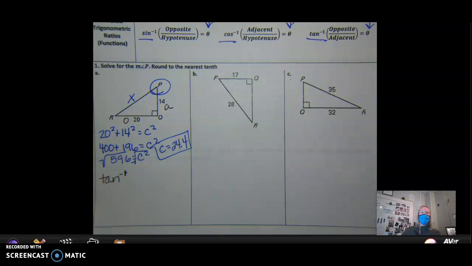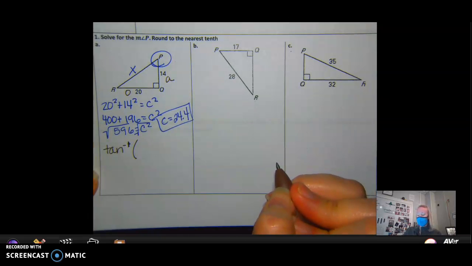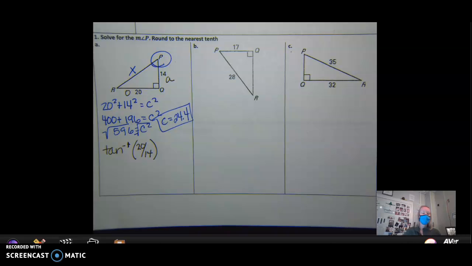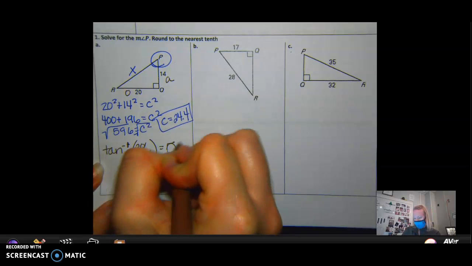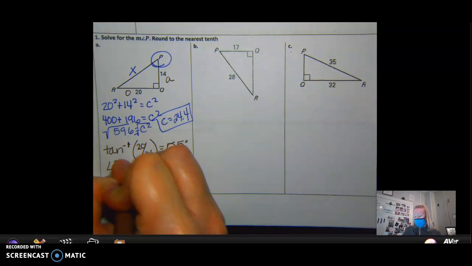And this is actually a little bit easier, guys, typically, than the ones we were doing Friday. Of what over what? 20 over 14. In parentheses. That's all you have to do in your calculator. So on your calculator, do second tan for tangent inverse, 20, and you'll see the parentheses pop up. So 20 divided by 14, close out the parentheses and press enter. They want us to round to the nearest tenth. What do we get when we round to the nearest tenth? So that's 55 degrees. So angle P equals 55 degrees.